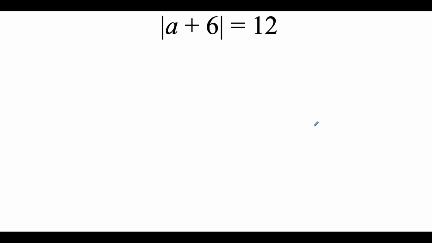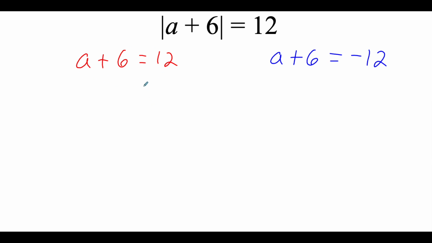Next example here, we've got the absolute value of a plus 6 equals 12. So again, we're looking for some number that when we add 6 to it, it's 12 spaces away from 0. So I'm going to write out my two separate equations. So a plus 6 equals 12. So we just write out the equation without the absolute value symbols in there. For our second equation, we get rid of the absolute value symbols, but we change the sign on the answer. So we turn the 12 into a negative 12.